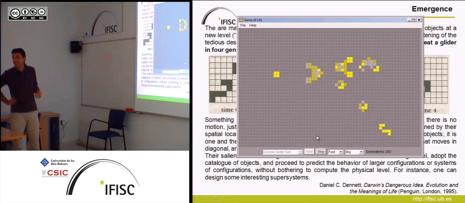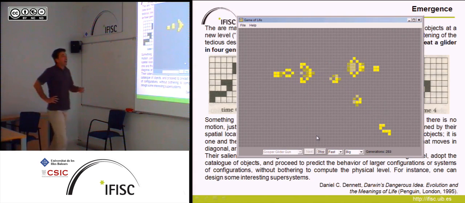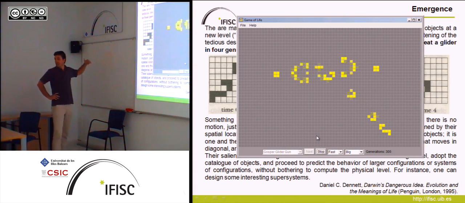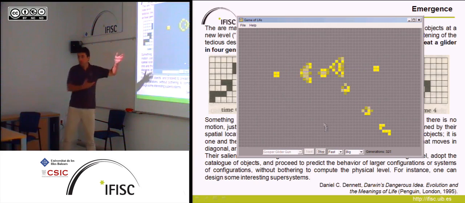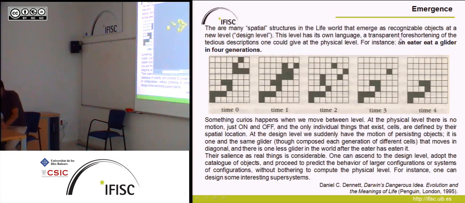This guy eats all the gliders. And you can do these things without knowing the physical rules. You can play at this level. Very, very interesting.